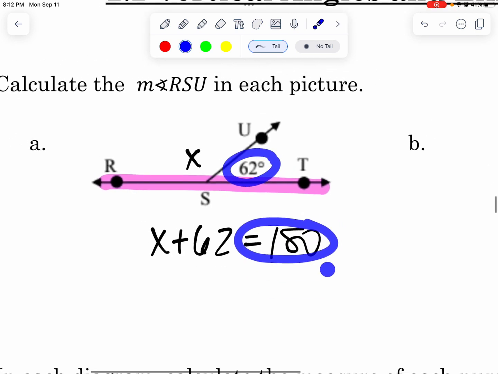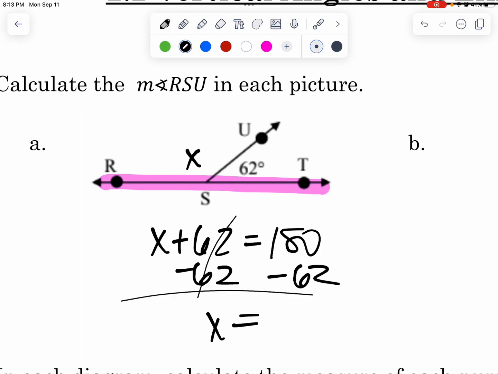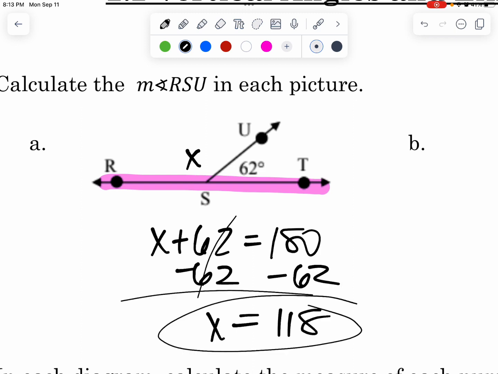Why is it not 90? Because remember, if you think back to what we learned yesterday, 90 is when you have a box like so, with a 90-degree angle. That is not this problem. This problem is a straight line, supplementary. So I just need to subtract the 62, and I got X equals 118, if I did that mental math correct.